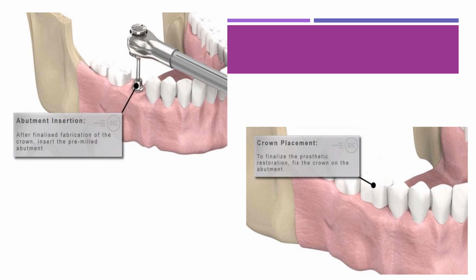Next is the abutment insertion. After the finalized fabrication of the crown, insert the pre-milled abutment. The abutment is being placed and screwed with a cover screw, followed by the crown placement. The prosthetic restoration has been done. This is a cement retained crown.